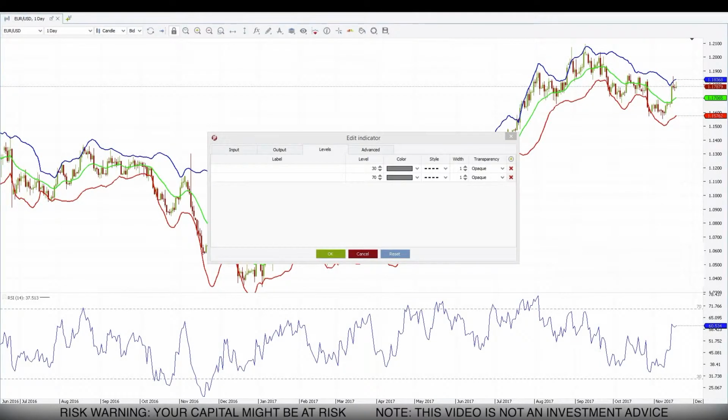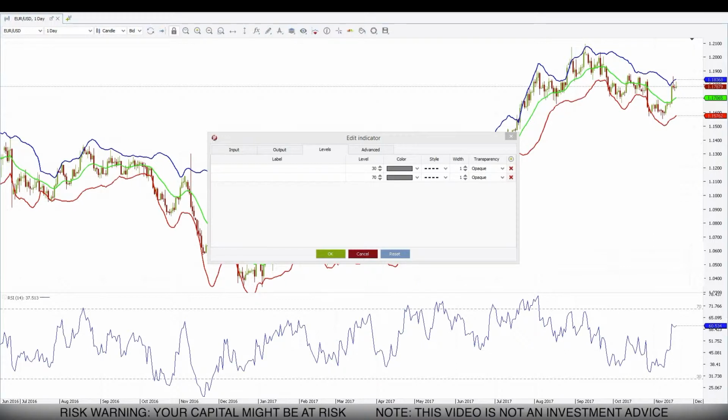Hello guys, again we move on with the second part where we deal with the Bollinger Bands and the RSI on the same chart, on the same extended chart here with the binary option broker. And these are indicators available on any binary options trading platform.